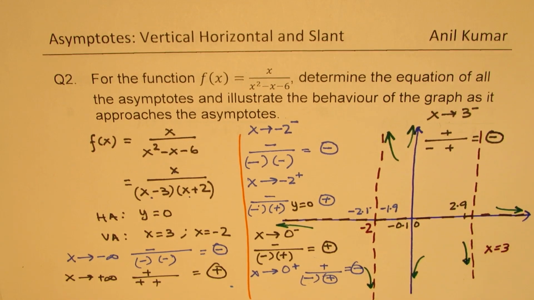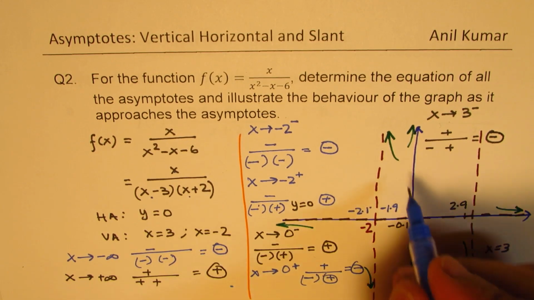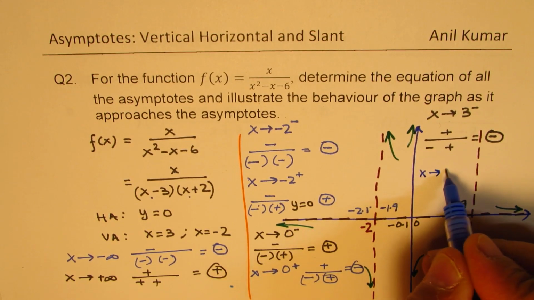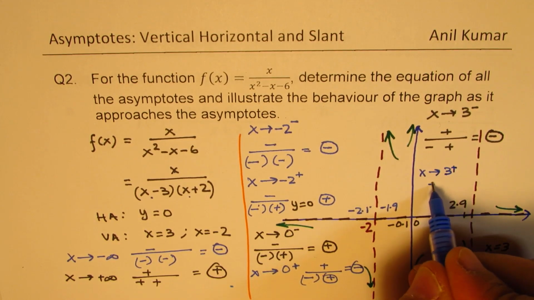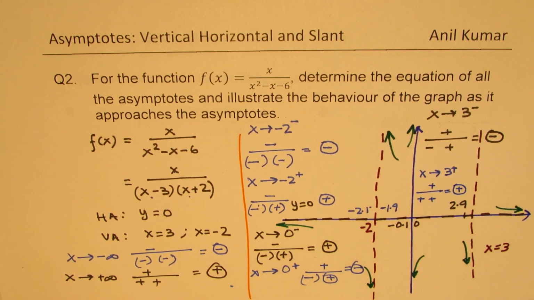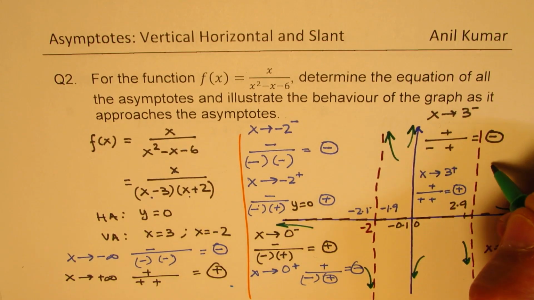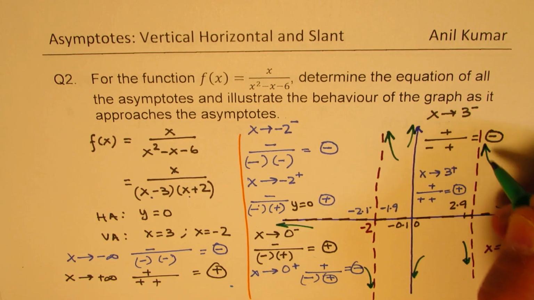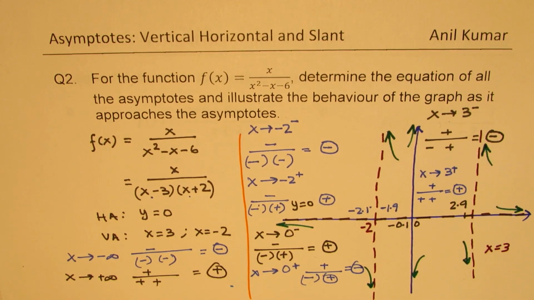downwards. Is that clear? On the other hand, if I have x value approaching 3 from the right side, all will be positive, correct? Which will result into positive, and therefore the function will go upwards in this fashion. So that becomes the behavior of the function near the asymptotes. Is that clear? Extremely important, right?